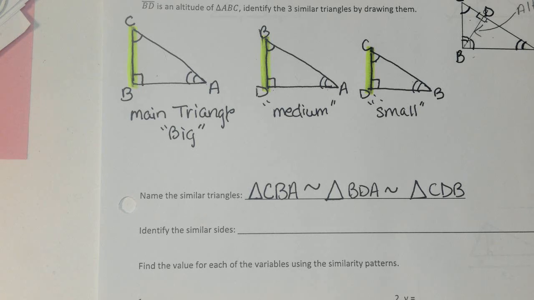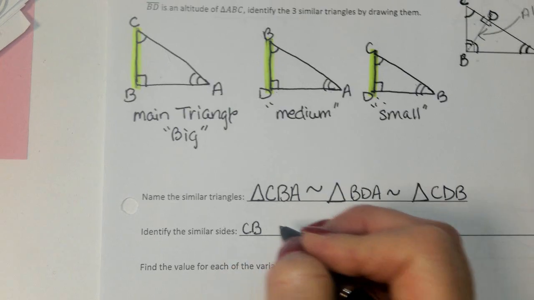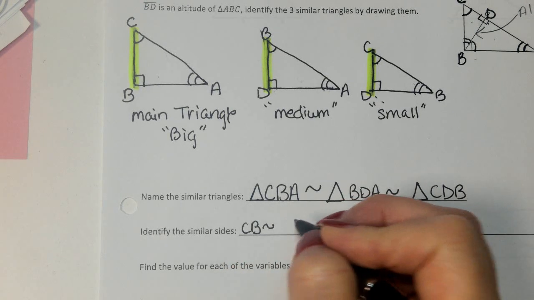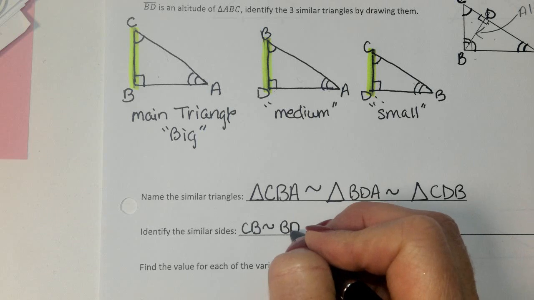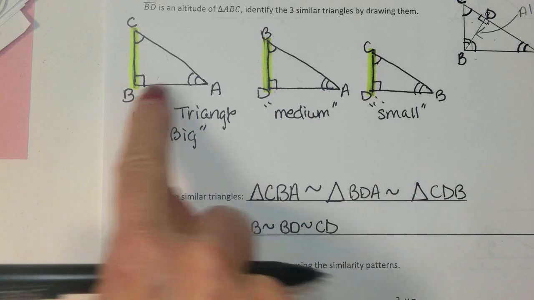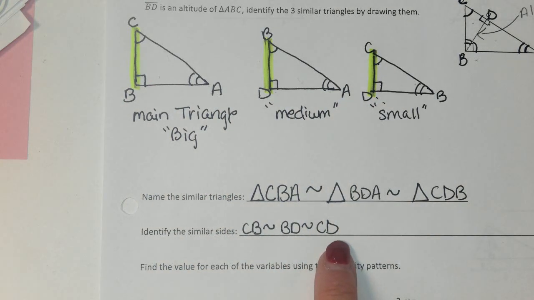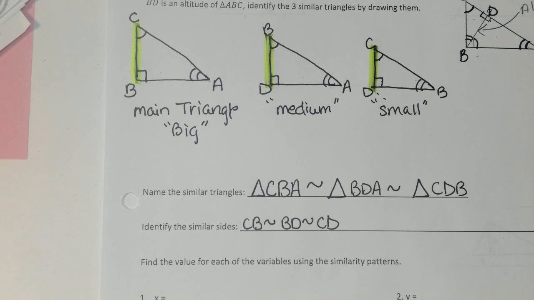Now, we are going to list that as CB is similar to BD is similar to CD. So I just named all three of these and I wrote down that those are my similar sides. Okay? They're corresponding. They're going to be proportional.